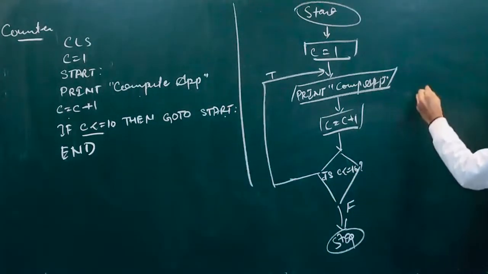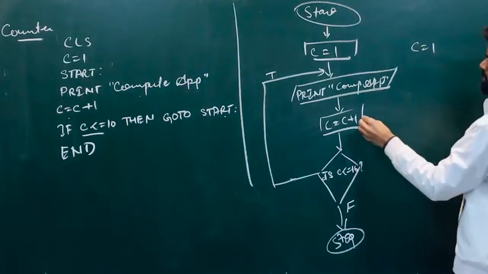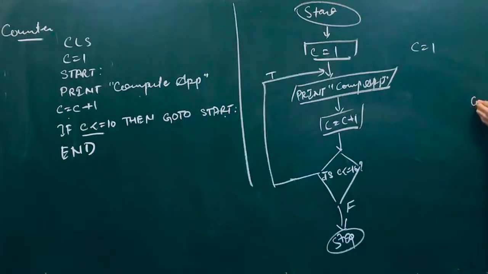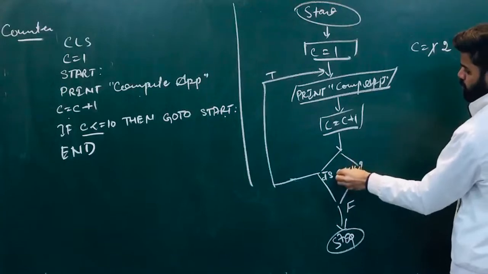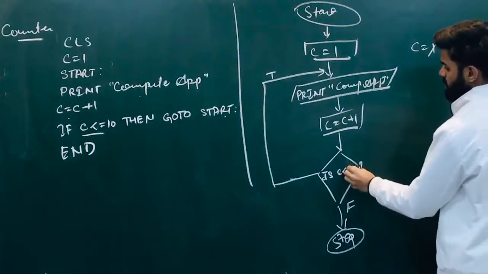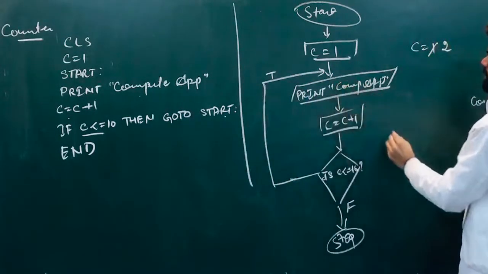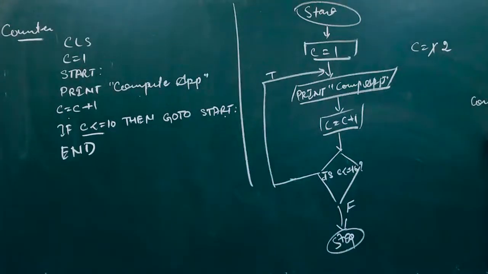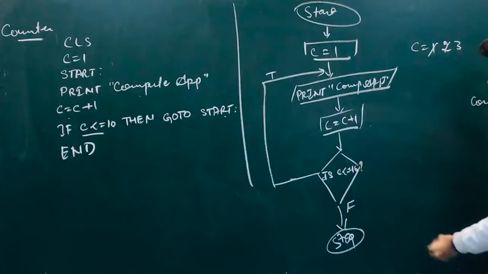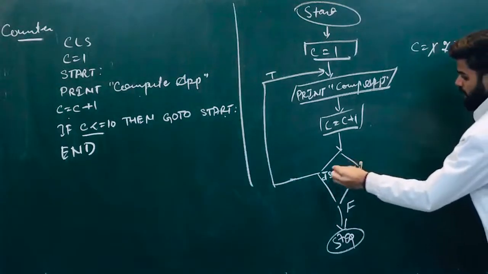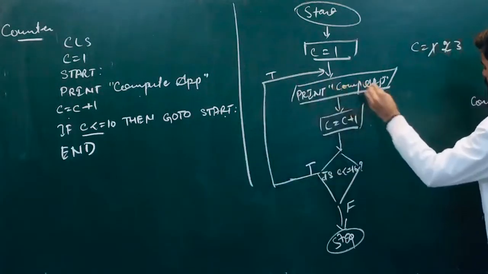Now what we see, when C equal to 1, then it prints computer, and then C is incremented by one, it is 2. And now 2 is less than or equal to 10, the condition is true, and again it will come here. And now again it will print computer. Now C equal to C plus 1, this will be 3, and then 3 is less than or equal to 10, condition is true, and when the condition is true, then again it prints computer.